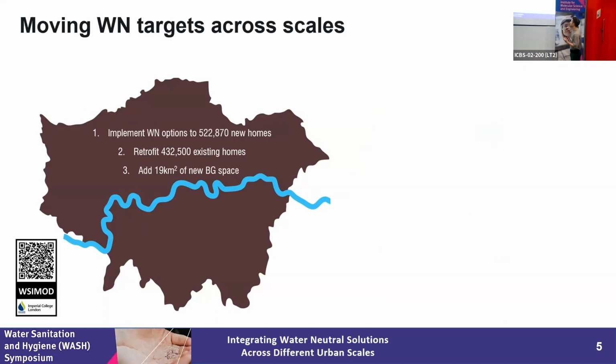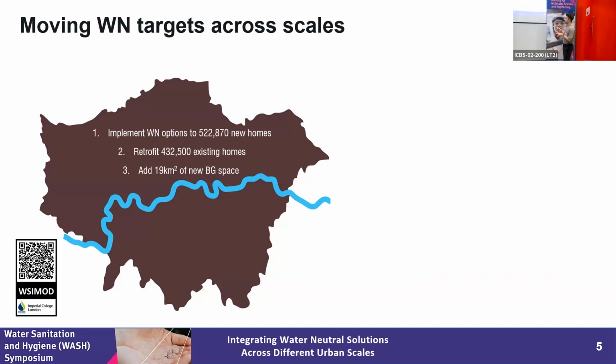rainwater harvesting, efficient appliances, impermeable pavers, etc., in all of them. But at the same time, we also need to retrofit almost the same amount of existing homes, which is around 432,000, and add an extra 19 square kilometers of BTI.